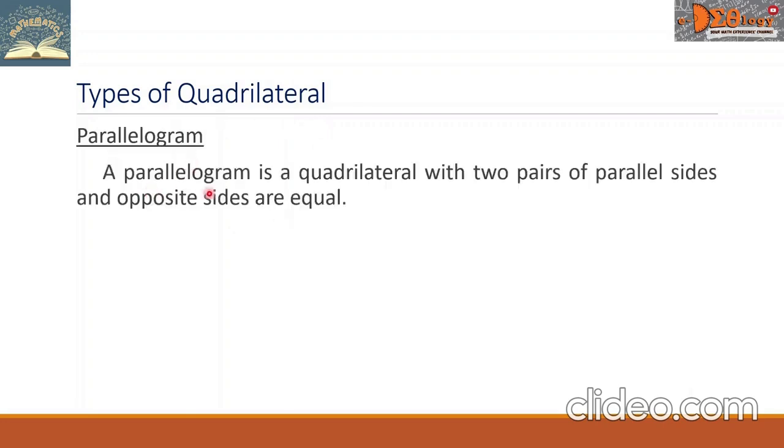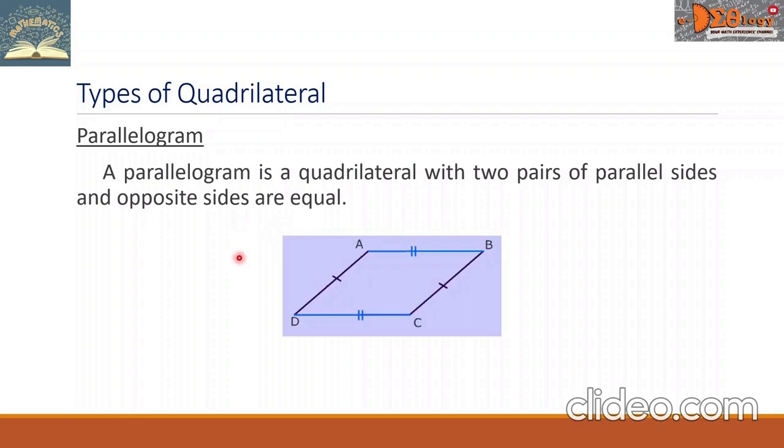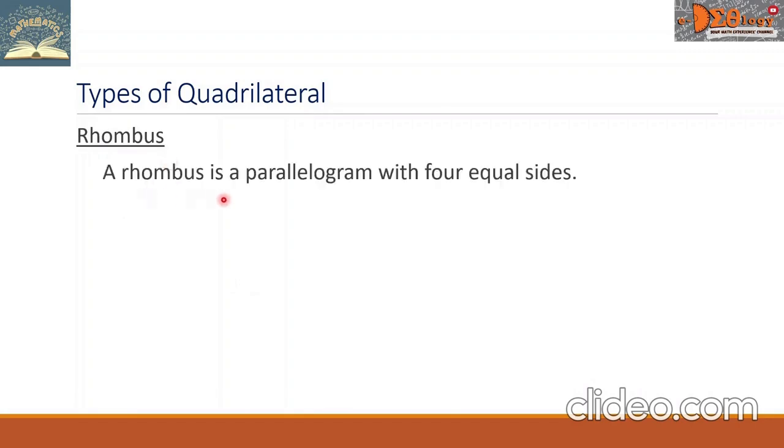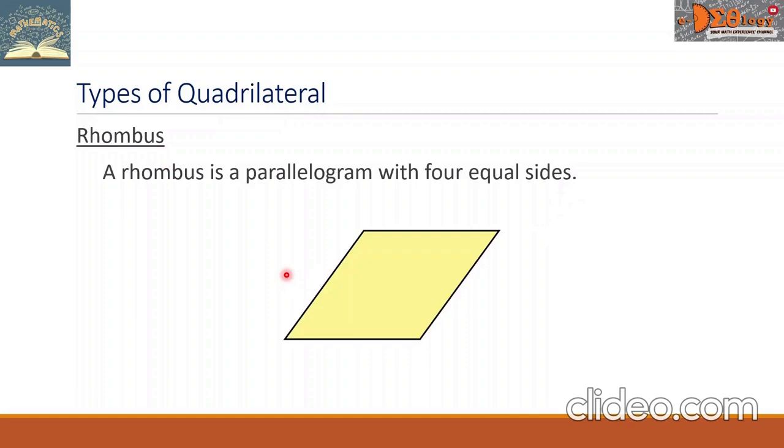Then let us discuss types of quadrilateral. The first is parallelogram. A parallelogram is a quadrilateral with 2 pairs of parallel sides and opposite sides are equal. This is a picture of a parallelogram. Next is rhombus. A rhombus is a parallelogram with 4 equal sides. This is the picture of a rhombus.